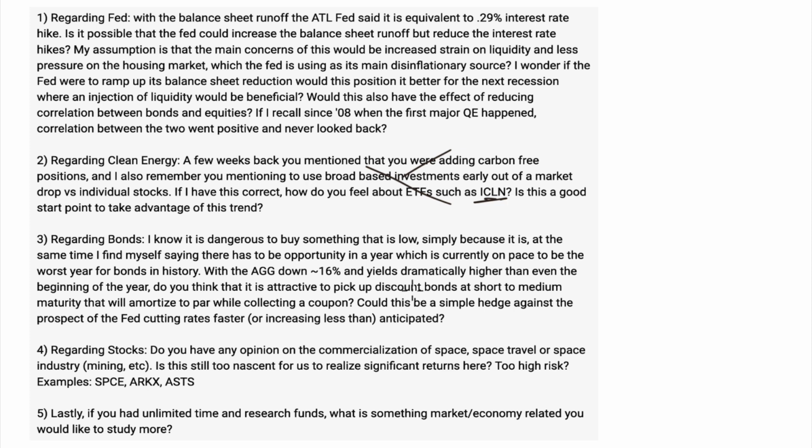But the conclusion you get to down here, do you think it's attractive to pick up discount bonds at short to medium maturity that will amortize to par while collecting a coupon? Sure, if that's where you feel comfortable, sure. Could this be a simple hedge against the prospect of Fed cutting rates faster or increasing less than anticipated? Yeah, if this happens, yields will come in, and that will push up the value of those bonds. You'll get some capital gain on that as well. So if you were thinking that you are going to anticipate the end of the rate hiking cycle or the beginning of a rate cutting cycle, sure.